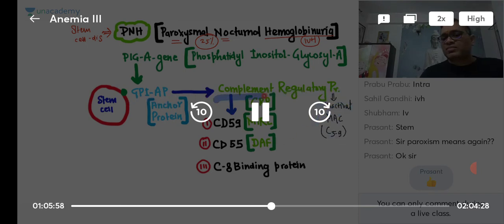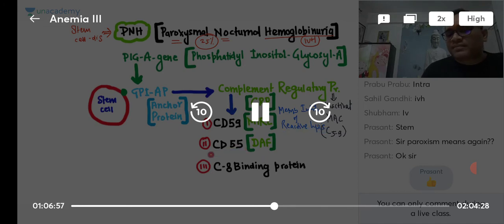Clear? So what are the complement regulatory proteins? There are three important ones: CD59, CD55, and C8 binding protein. CD59 is also called MIRL. MIRL means membrane inhibitor of reactive lysis. That was a question in the NEET exam, that is why I am writing. Which of the following is the CD marker of membrane inhibitor of reactive lysis? So the answer is CD59. CD59 is the marker of membrane inhibitor of reactive lysis.